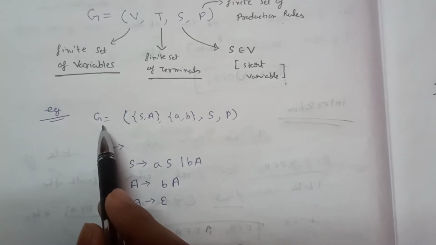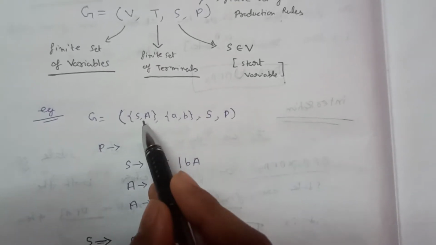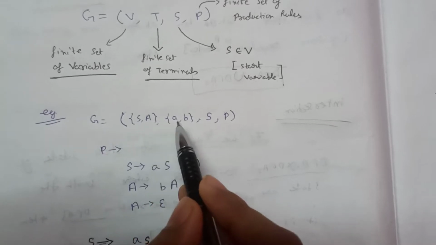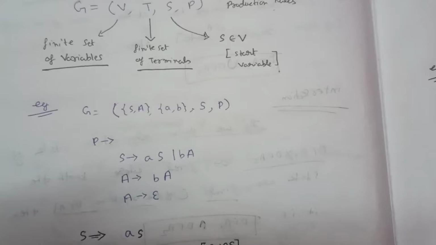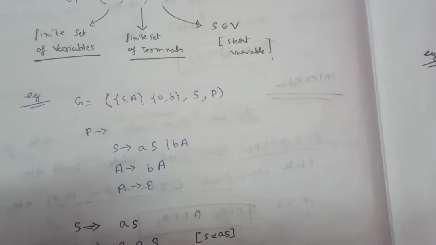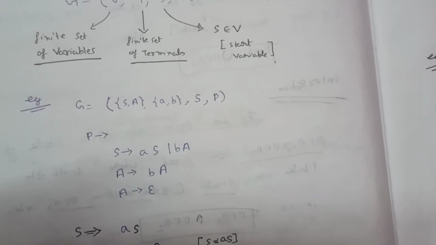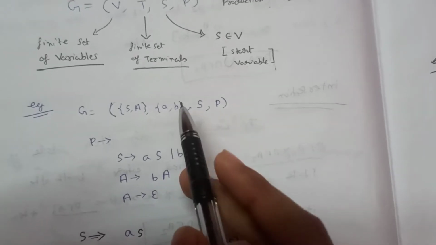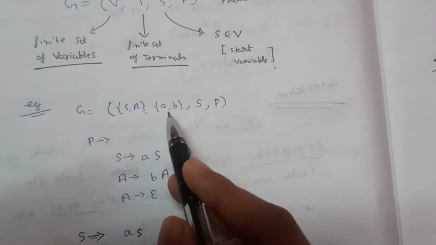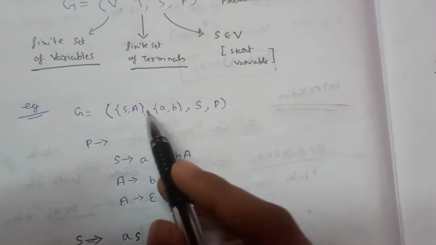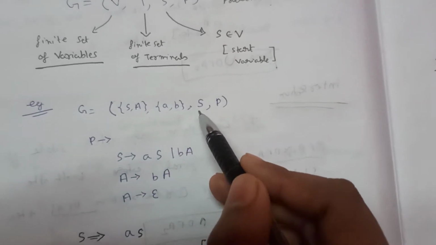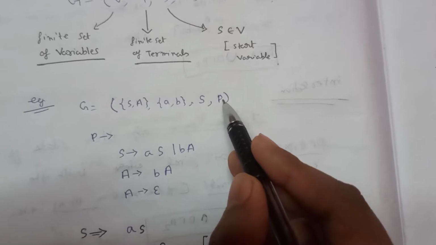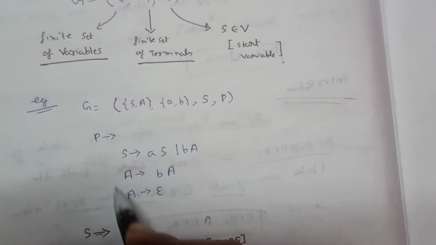Example, this is a regular grammar, so G equals to S, A. These are the variables, and here a and b are the terminals. So what are the terminals if we talk in terms of language? These are like alphabets which we use, it can be 0, 1, or anything like that. So these are the terminals, S and A are the variables, and S here is the starting variable, and P is the set of production rules. So I have defined P here differently.